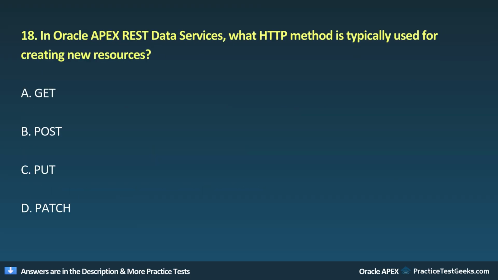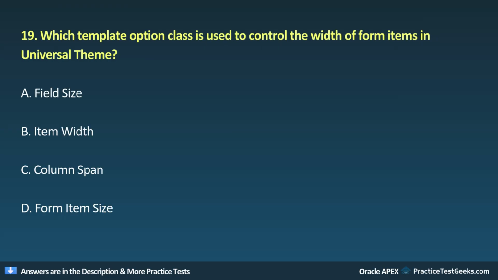18. In Oracle Apex REST data services, what HTTP method is typically used for creating new resources? A. Get. B. Post. C. Put. D. Patch.